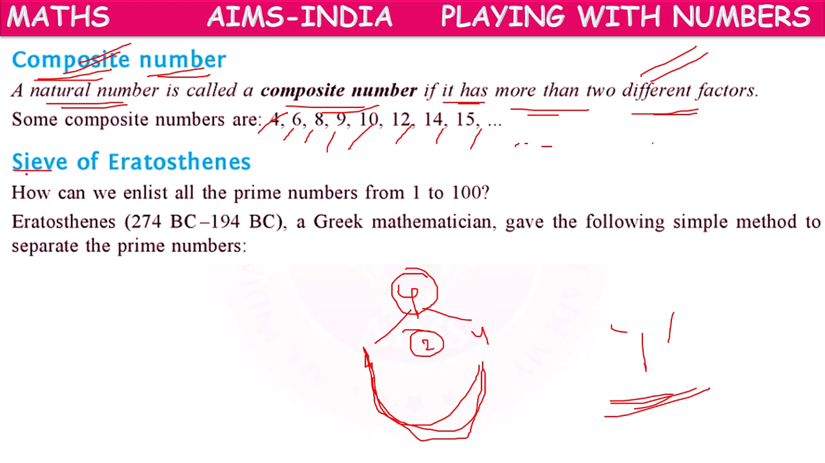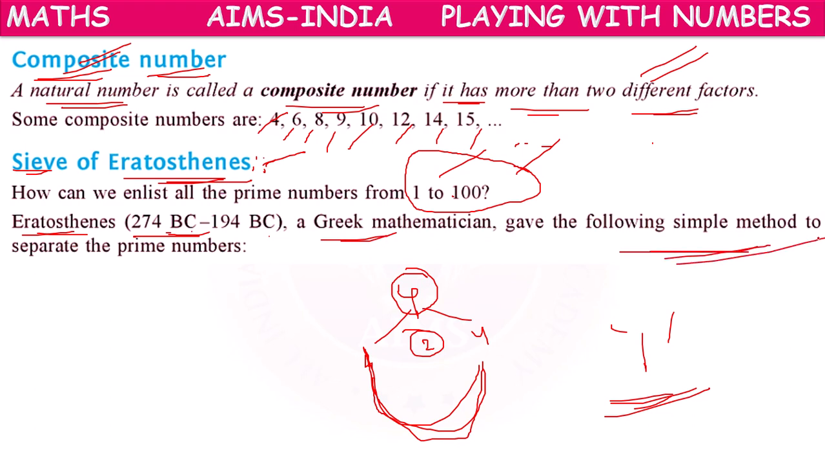Next, sieve of Eratosthenes. Suppose we want to find prime numbers between 1 and 100. Then how to find prime numbers between 1 and 100? Regarding that, the mathematician Eratosthenes, who lived between 274 BC and 194 BC, who was a Greek mathematician, gave a simple method to find the prime numbers between 1 to 100.